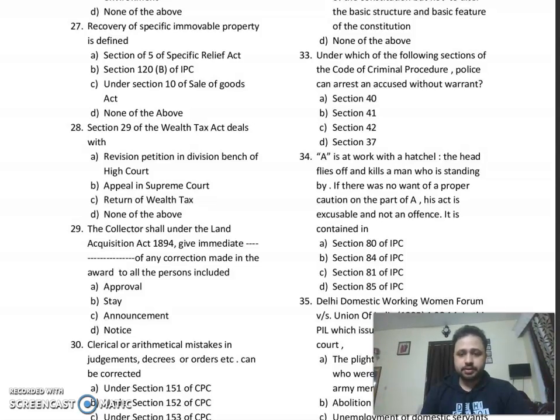Hello friends, this is the third part of the BCI exam which was held in June 2018.